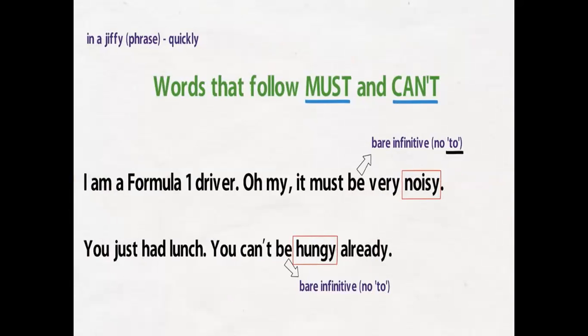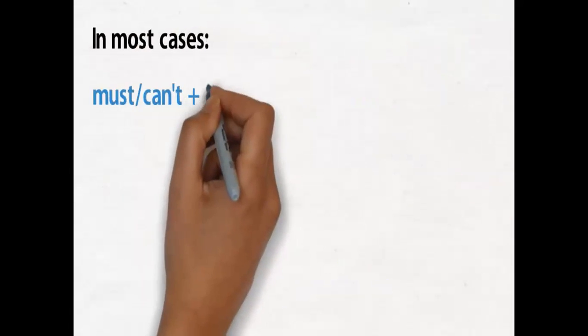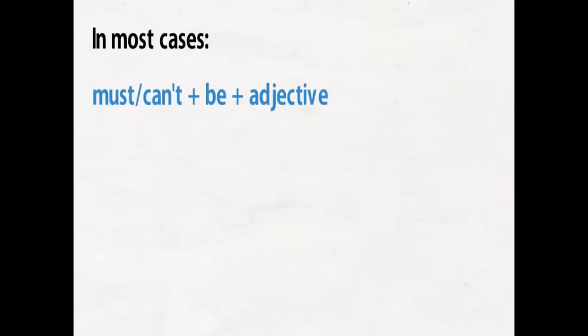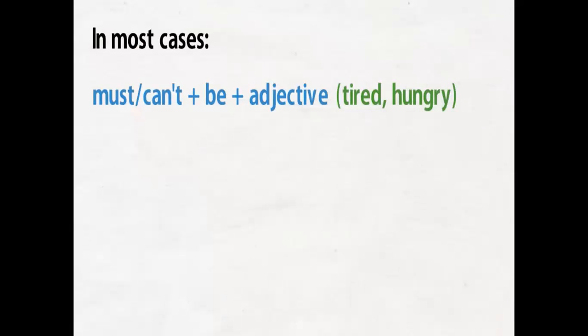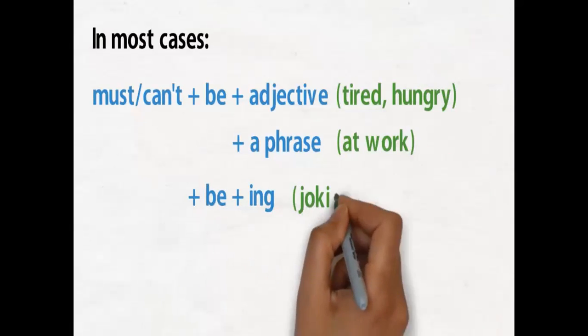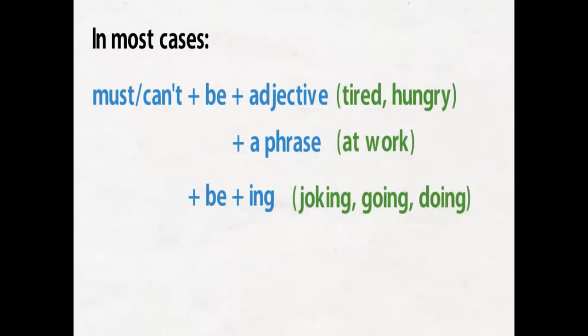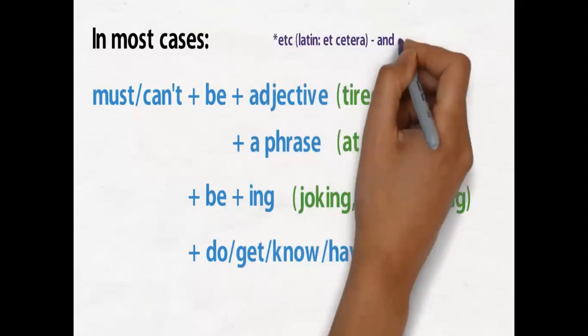Even though we have a lot of sentences where these modal verbs are followed by the bare infinitive form of the verb to be, it's not always the case. Both must and can't are in most cases followed by be plus an adjective, like tired, hungry, or sometimes even a phrase like at work. They can also be followed by be plus ing, like joking, going, doing, etc. Or verbs like do, get, know, have, etc.